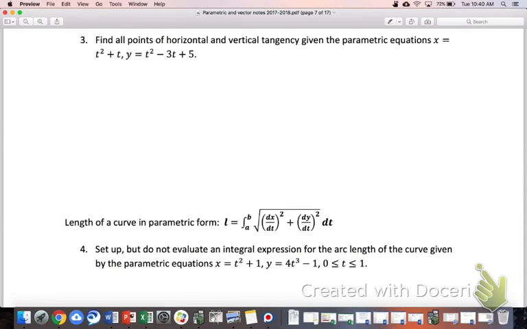Okay, so number 3, find all points of horizontal and vertical tangency. I've been hinting at this a little bit. Given the parametric equations for x and y right there. So let's start off with this. Let's just take this one step at a time. Will you guys please find dy dx? Because dy dx is going to be the key to telling us where we've got vertical tangent lines or where we have horizontal tangent lines. So find that first. I'll do the same thing up here.